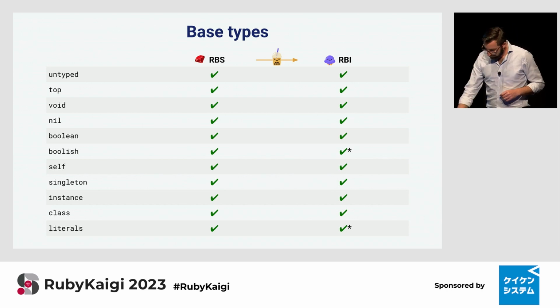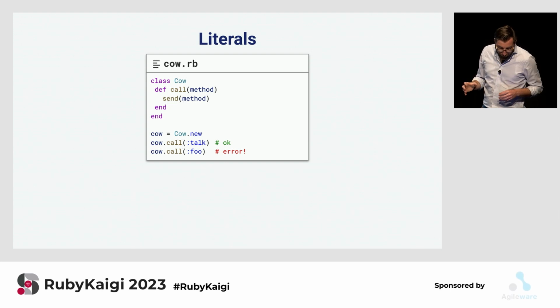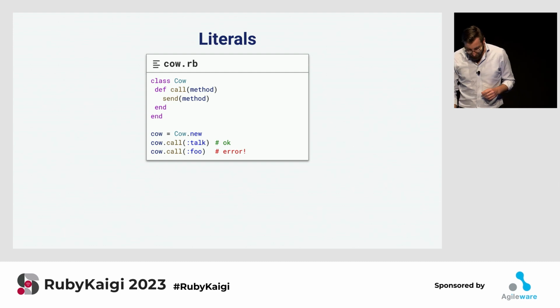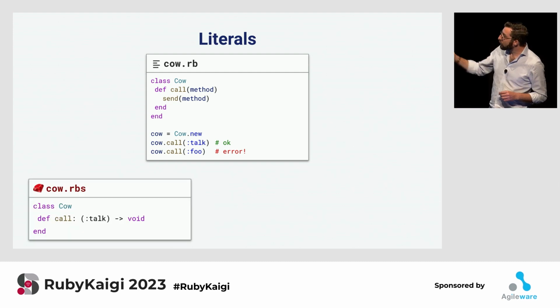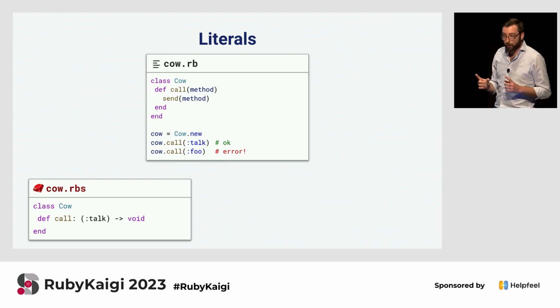And the literals, I'm going to show it here. So here I have a cow that has a method call that is calling send with the method name you're passing as an argument. What we want to allow is that you can call cow.call talk, but not cow.call foo because it doesn't exist in this class. In RBS, you can do something like this: say the type of this thing is actually just a symbol, and just the symbol talk.